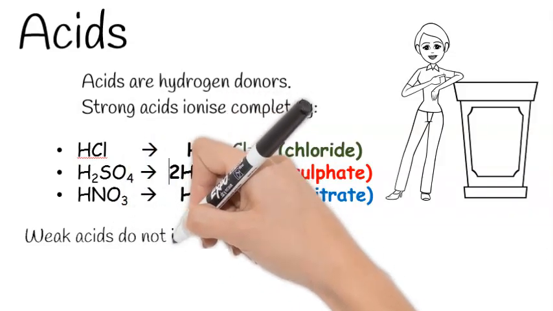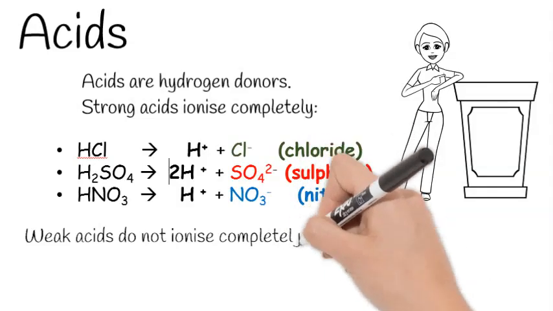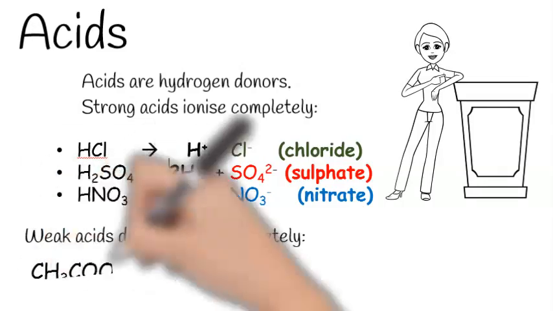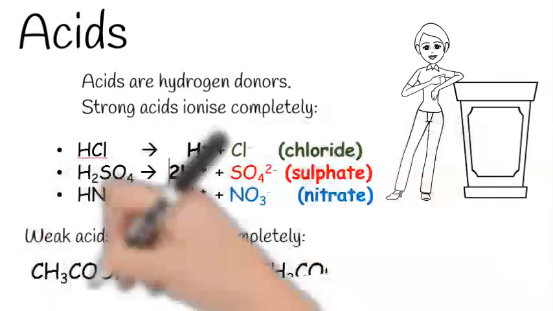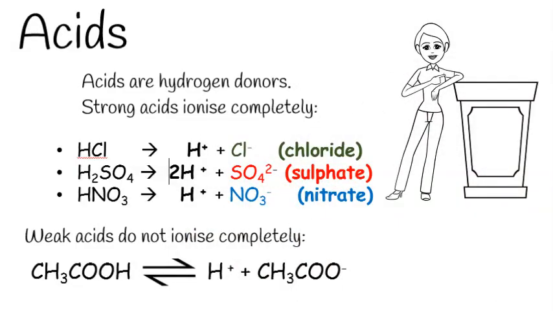If we have a weak acid, it's not going to ionize completely. If we have a look at this equation of ethanoic acid or vinegar ionizing, we see that there's hydrogens present in both products. That is because it does not ionize completely.